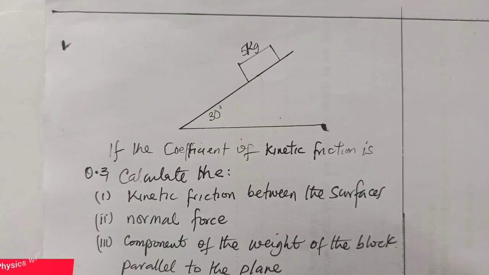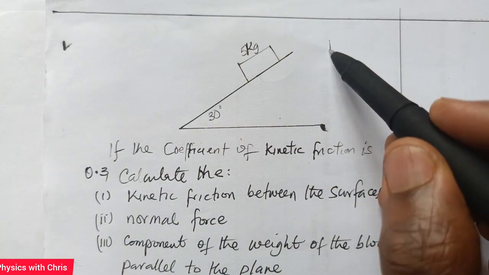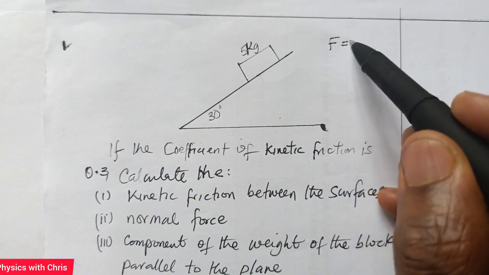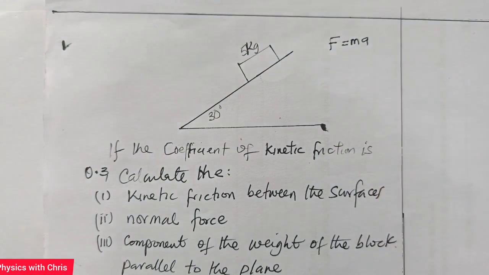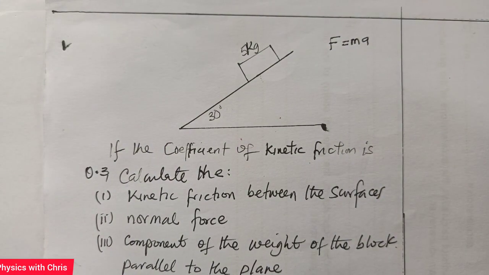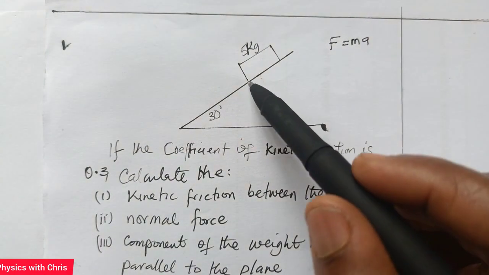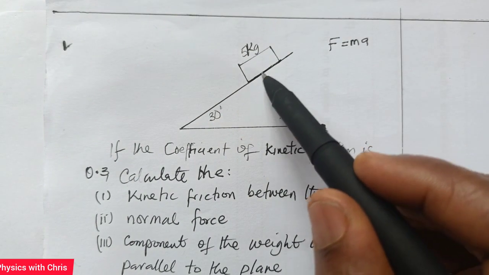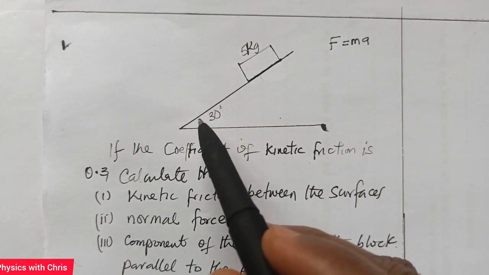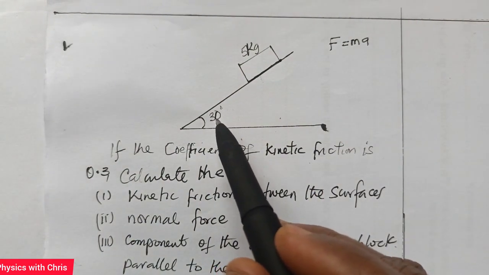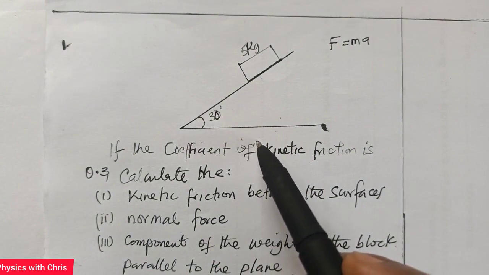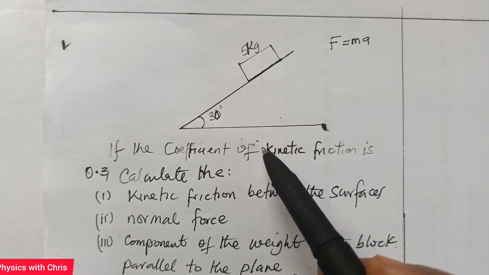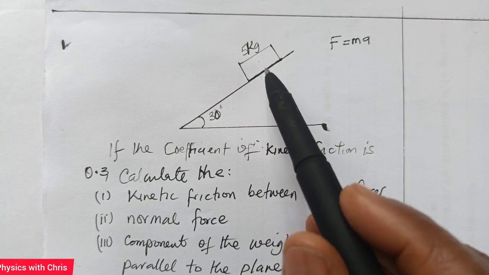I'm going to solve this question in this video, and I'll be showing you how to use Newton's second law of motion, F equals mass times acceleration, to solve this problem. Here you have a case of an object placed on this plane that is inclined at angle 30 degrees with the horizontal. Now, this is not the case where the plane is smooth. Frictional force exists between the two surfaces.